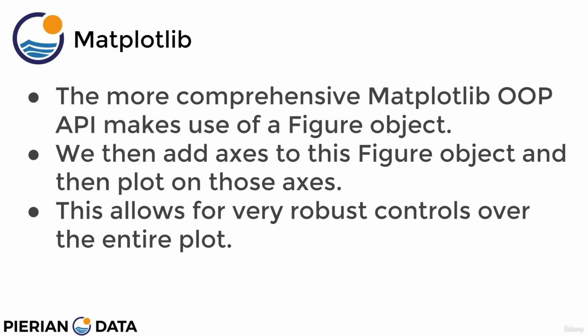However, the more comprehensive Matplotlib OOP API or object-oriented programming syntax makes use of what is known as a figure object. And so we have different layers here where we have a general figure object as a blank canvas, and then we add axes to this figure object, and then we plot on those set of axes. And this allows for very robust controls over the entire plot.